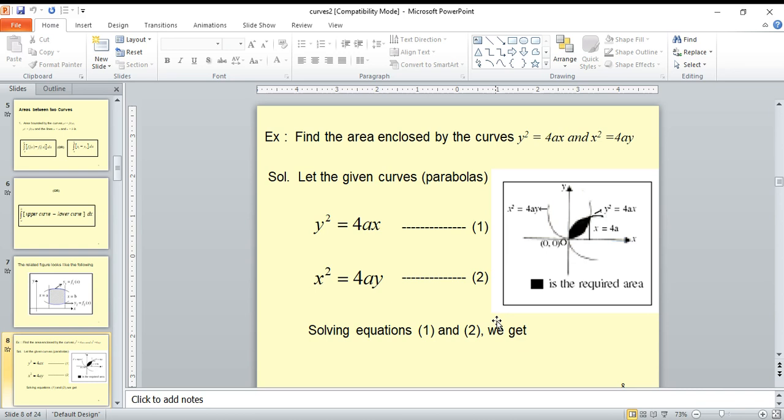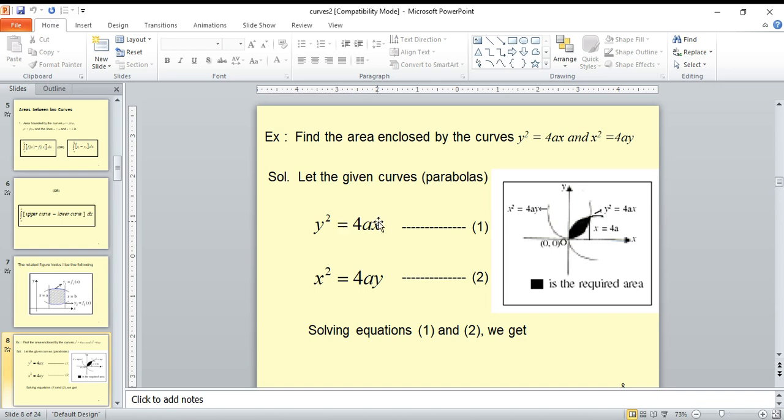So, the y square equal to 4ax diagram is here on the x axis. This is the x axis, the y axis, the y square equal to 4ax diagram. And next, the x square equal to 4ay diagram. The x square equal to 4ay diagram is on the y axis. This is the other axis. So solving these two equations, we get the upper limit and lower limit.